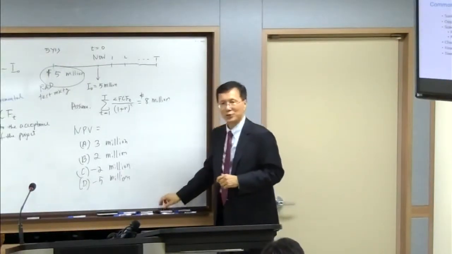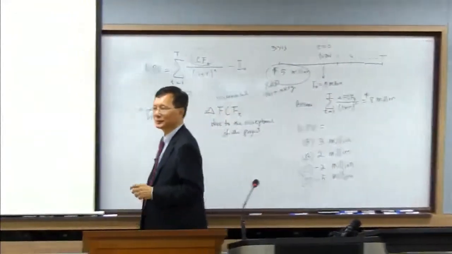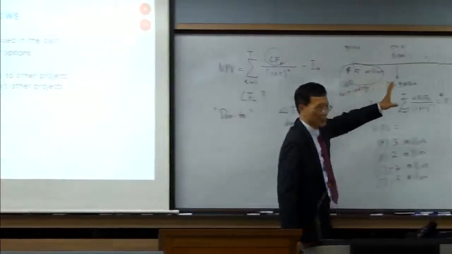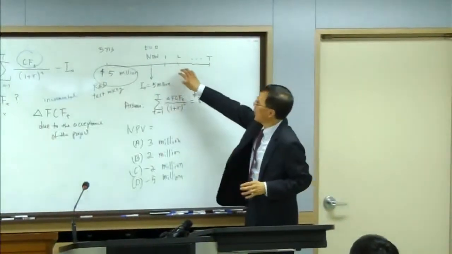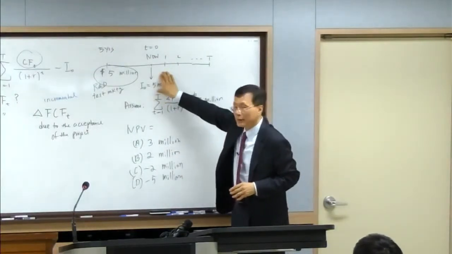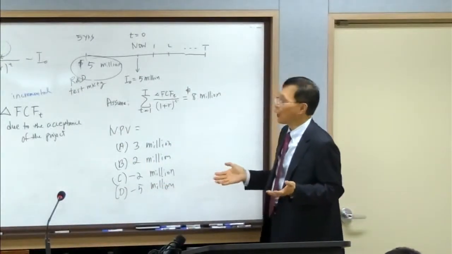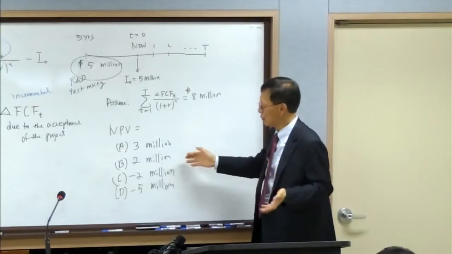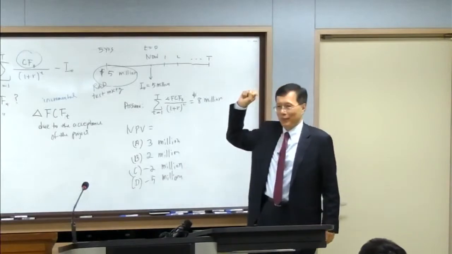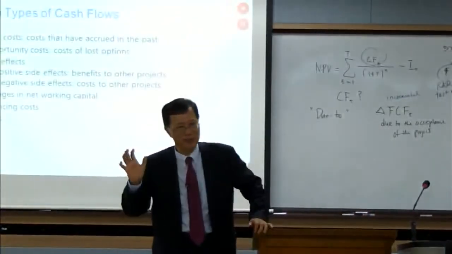Okay, what is your answer? You know the problem. The present value of all the future cash flows is 8 million, and the investment is 5 million. The company spent 5 million for development. So what is the net present value? Is that 3, 2, minus 2, minus 5? If you abstain, I'm going to knock off 10 points from your final exam, okay?